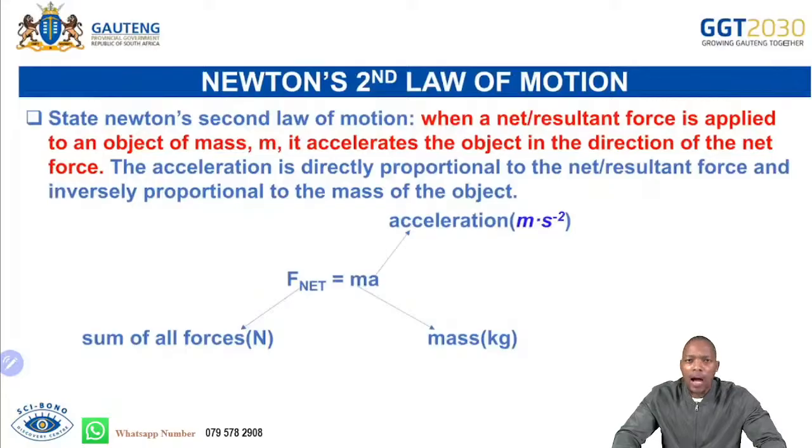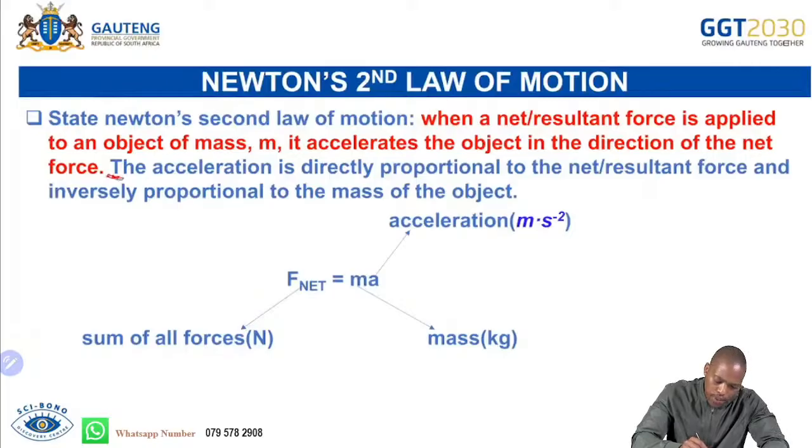Newton's second law answers that question. It says, when a net or resultant force is applied to an object of mass m, it accelerates the object in the direction of the net force. There is an answer right there. When a net or resultant force is applied to an object of mass m, it will do what? It will accelerate the object in the direction of the net force. So when the net force is now there, the object will accelerate in the direction of the net force.